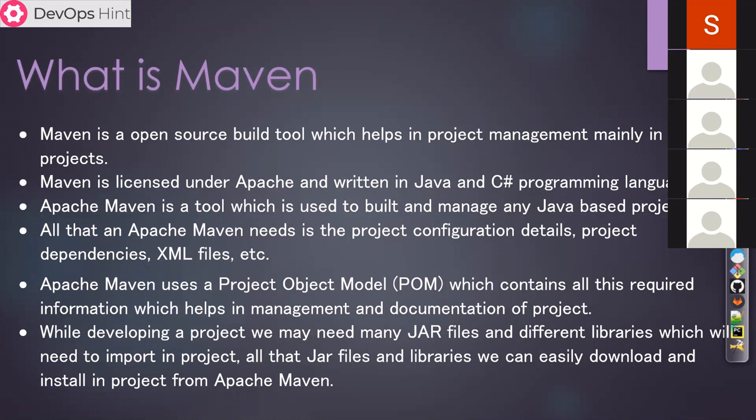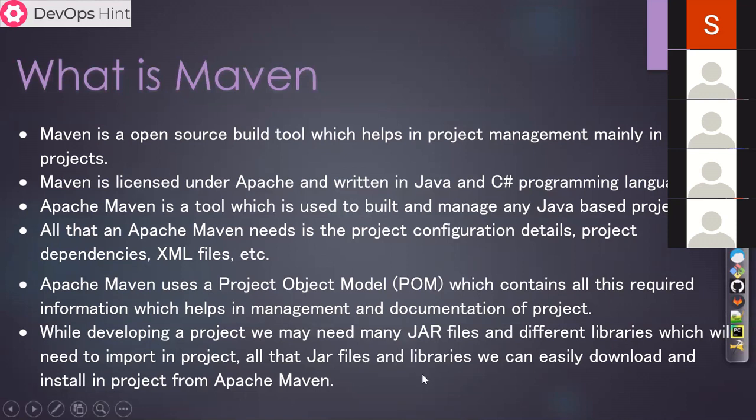We just have to instruct Maven that these are the dependencies I want to use in my Java project, and Maven feeds the Java project with the dependencies and the libraries. Apache Maven uses a project object model, which is nothing but a POM file. This POM file includes the configuration of your Java project, your version, your dependencies' versions, your plugins, and all this. It is just a configuration file of your Java project.